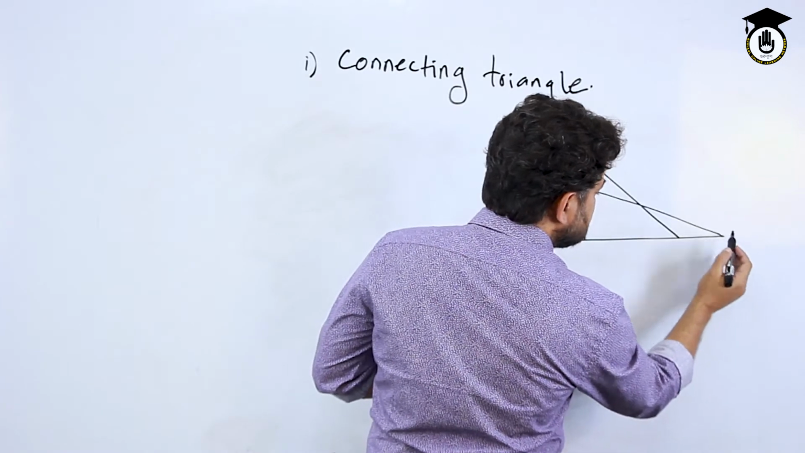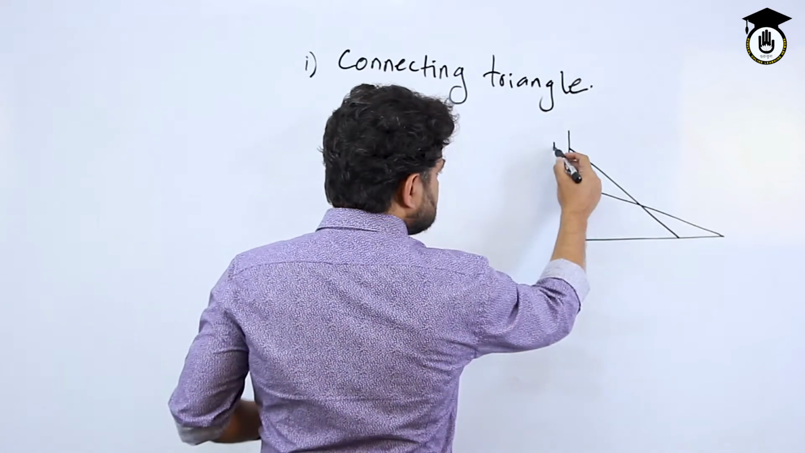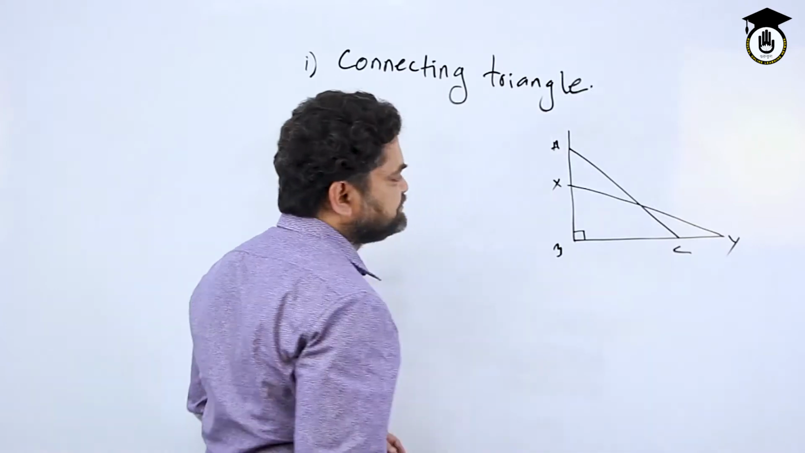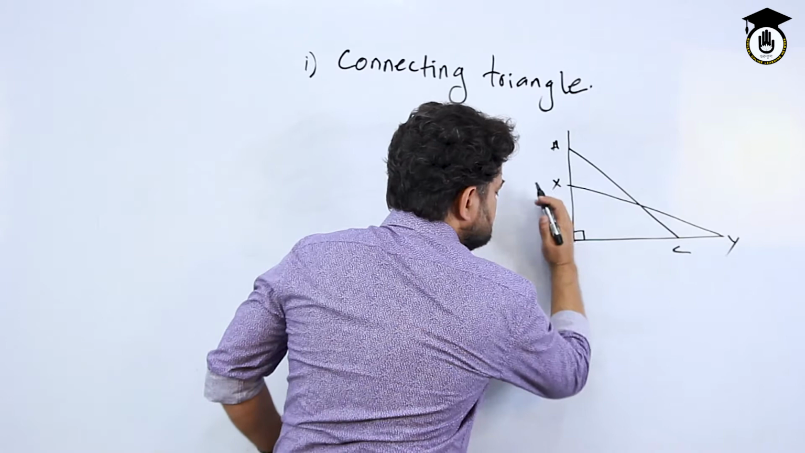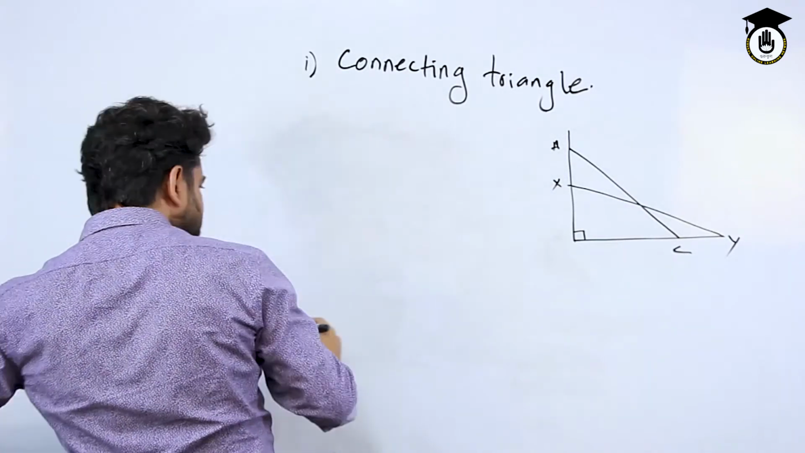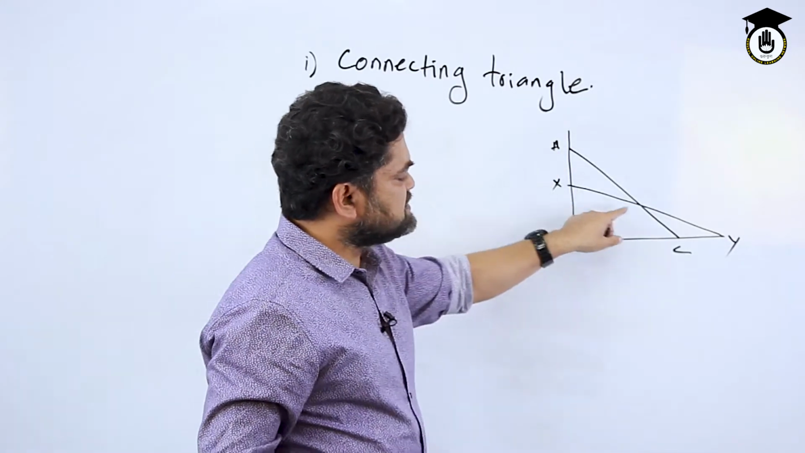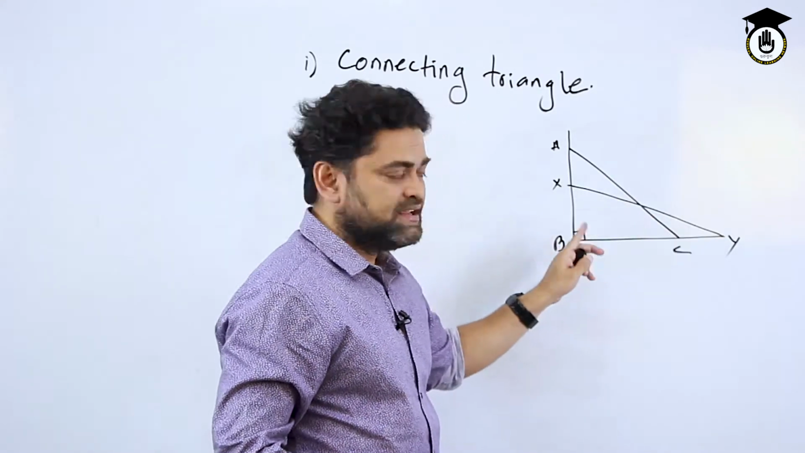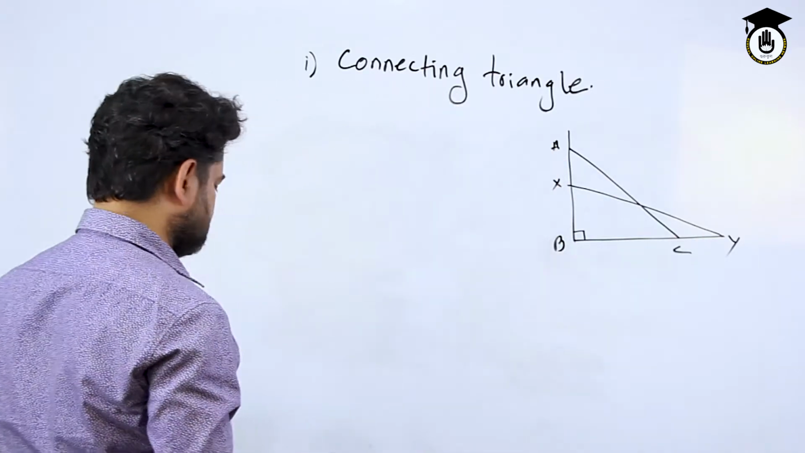So here, you see that I have shown you the connecting triangle. If I name it, suppose this one is A, B, C, and this one X and Y. See it carefully: ABC is a triangle, another one is XYCB. So two triangles, if you see it carefully. ACB is one triangle, XYCB is another triangle.